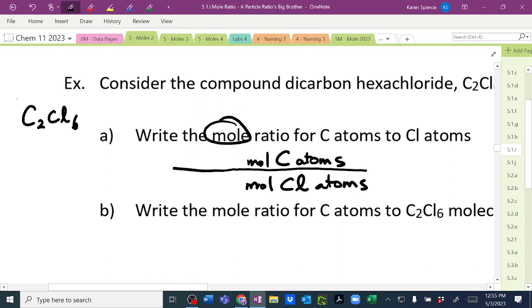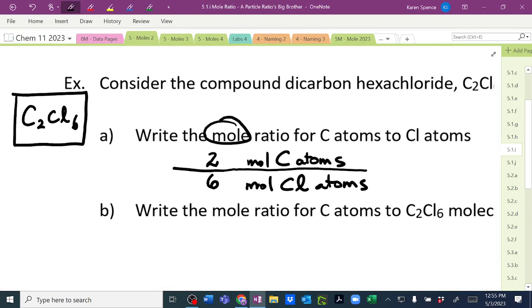Take a look at the formula and tell your partner what number goes on the top and what number goes on the bottom. Two goes on the top. What goes on the bottom? 6. Now, sometimes people ask me, can I simplify that to a 1-to-3 ratio? Yes, you can, but we don't usually bother. Usually whatever's in the formula, we just go with that and stick it in our calculator as is. If you want to simplify it, though, it's certainly correct, okay?